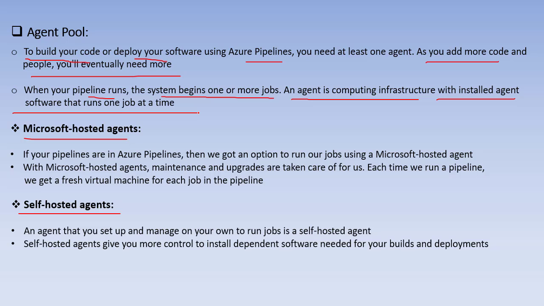Okay, so two types: Microsoft hosted, if your pipelines are in Azure Pipelines. This is my pipelines, if you see, we are in Azure Pipelines. So this is the agent pool name of the Microsoft hosted agent, Azure Pipelines. Inside this agent pool you got one agent running. Then we get an option to run jobs using a Microsoft hosted agent.